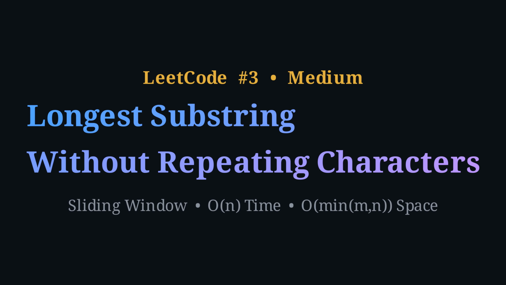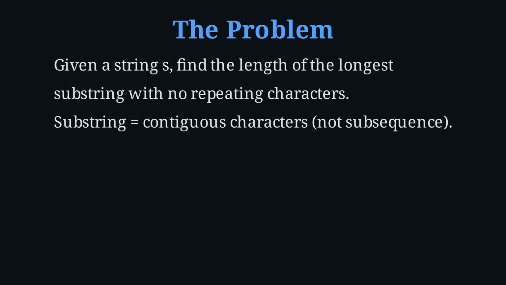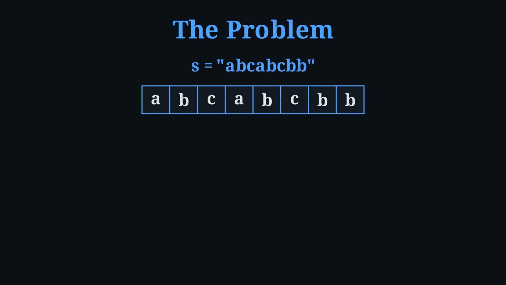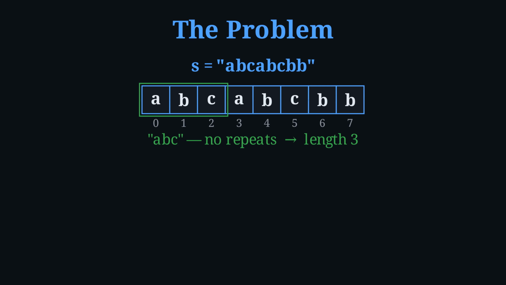Let's get into it. Given a string, find the length of the longest substring, contiguous characters, with no repeating characters. The critical word is substring. Characters must be adjacent in the original string, not a subsequence where you can skip around. First example, an 8-character string that cycles through A, B, C. The longest clean window is ABC, the first 3 characters. Once we hit the second A at index 3, that window is broken. Nothing longer qualifies. The answer is 3.